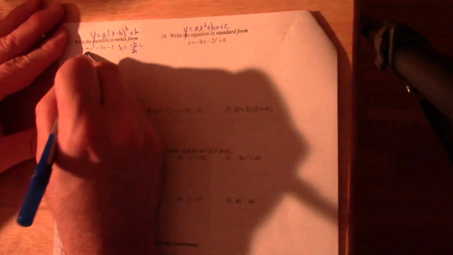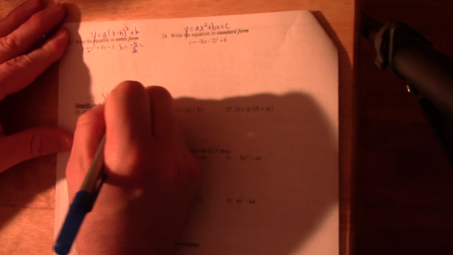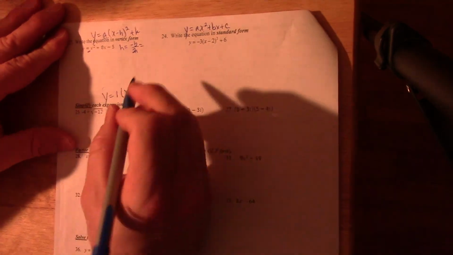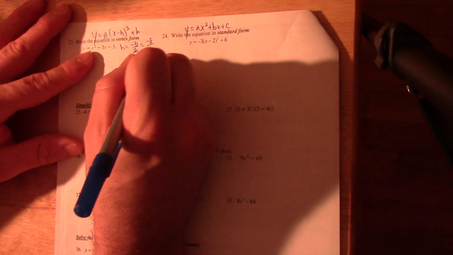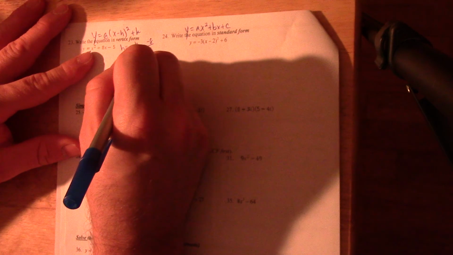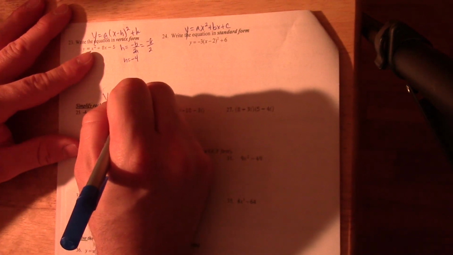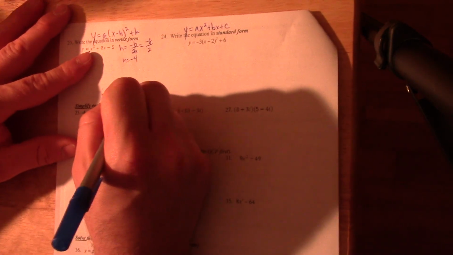So I want my final answer. I know a is always the same. If there's nothing there, that means 1. X minus something squared, and I'm going to fill in the blanks. Opposite of b over 2a, negative 8, over 2 times 1, which is 2. You get, of course, negative 4. Of course, when I put a negative 4 in here, it becomes a plus sign.